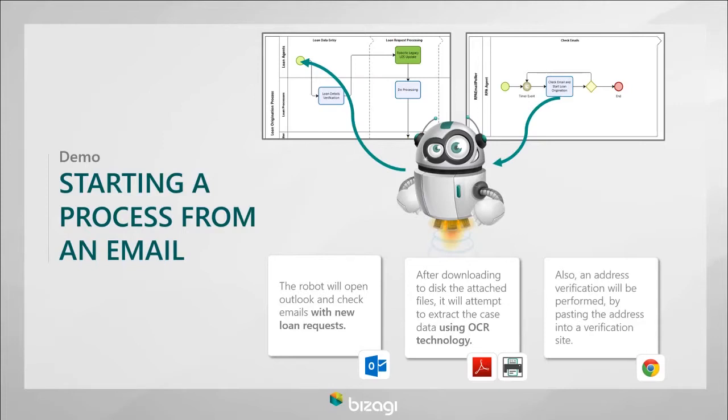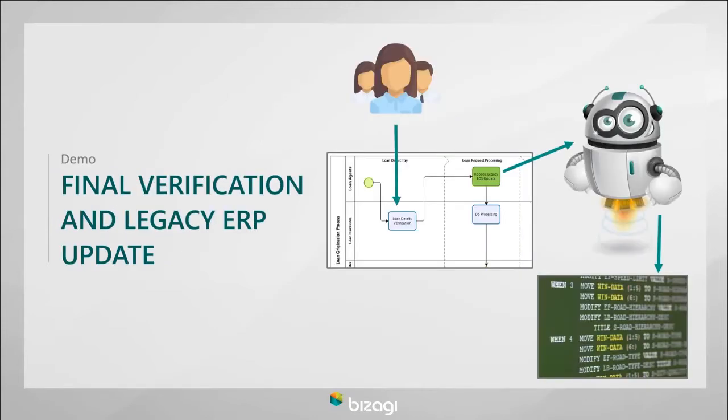The first one is how the robot will start a Bizagi process after performing some desktop activities, such as opening Outlook, opening PDF files, and using a web browser. The second one is using the robot to update a legacy ERP system with the information already extracted.